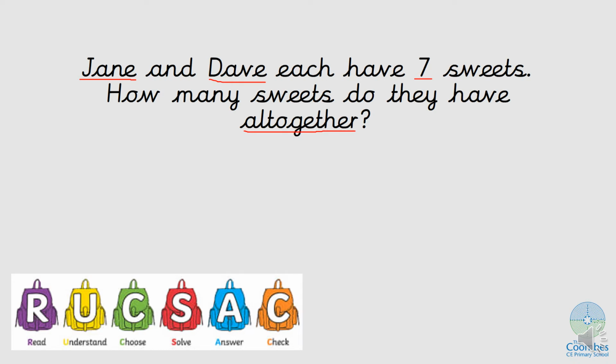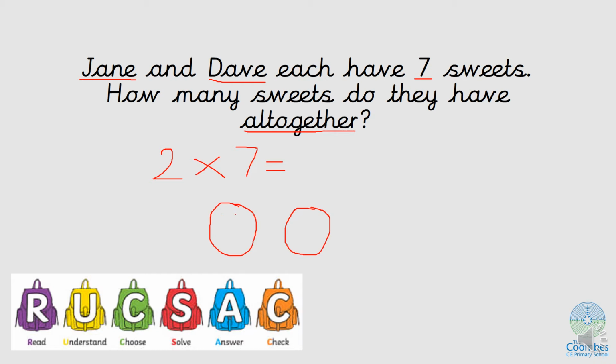So next part, we need to choose our calculations, and they've used that word all together again, so that means it's going to be a multiplication sentence. Now we need to solve it. So our calculation is going to be 2 because there are 2 people multiplied by, or groups of, 7. That's what we've got to solve. Now to find our answer, we need 2 groups, 1, 2, and we need to put 7 in each.